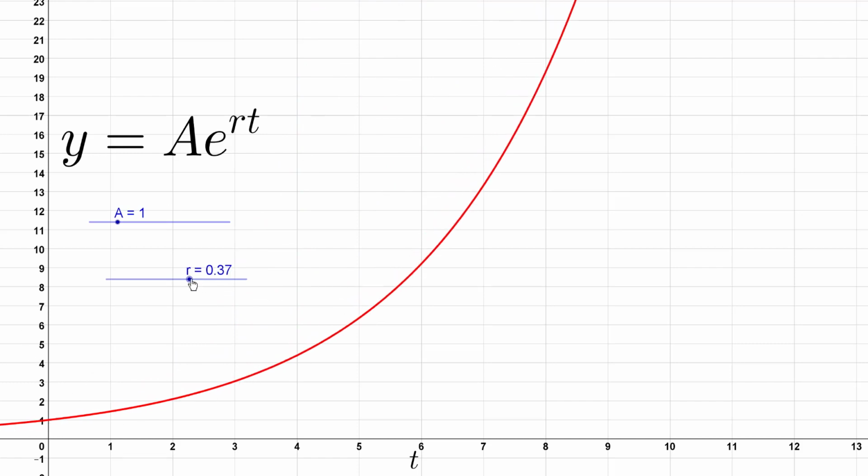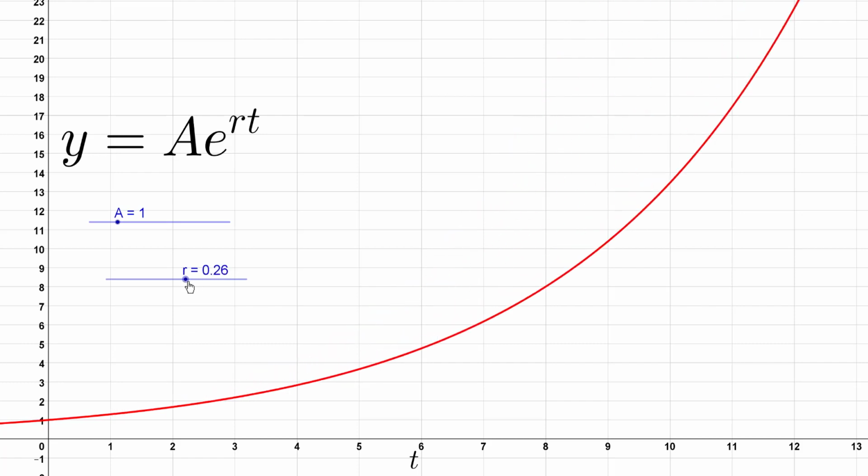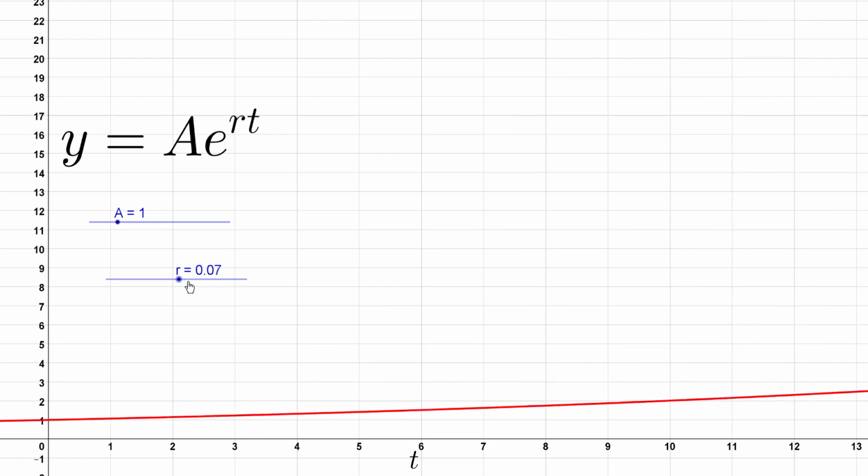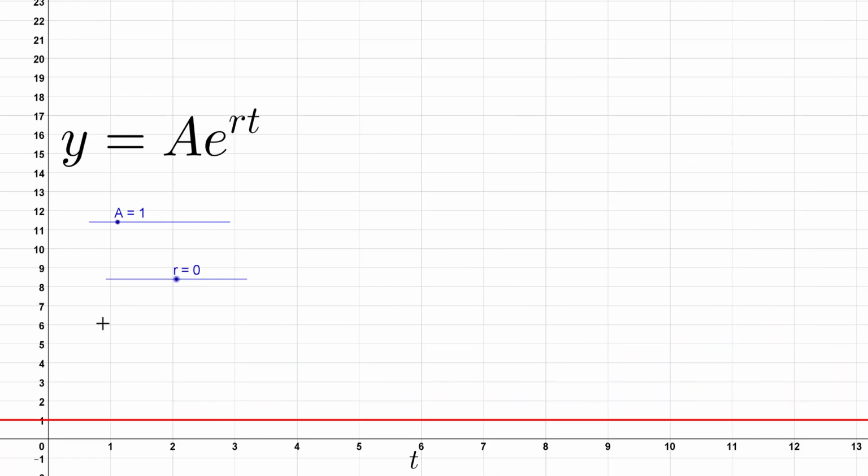What if we set the growth rate at 0? If we set the growth rate at 0, what do you expect to see? Well, if the growth rate is 0, there's no growth. So then you're going to have a perfectly horizontal line. That should make sense because our growth rate is set at 0, so we have no growth.